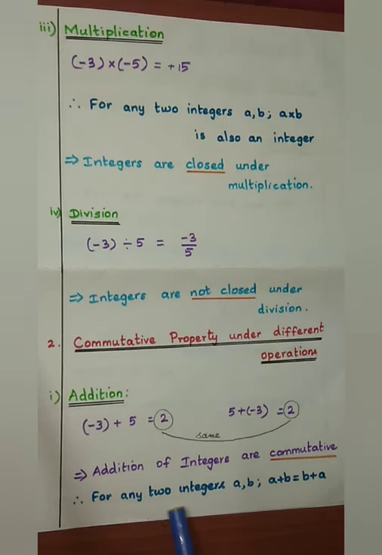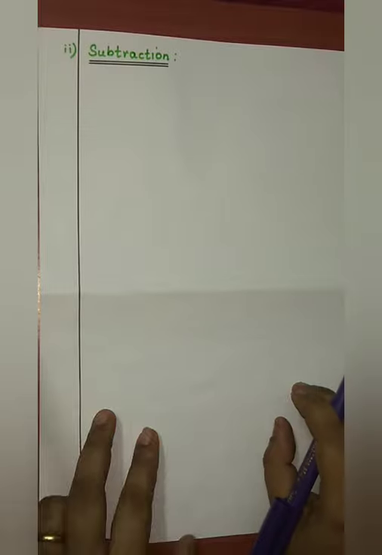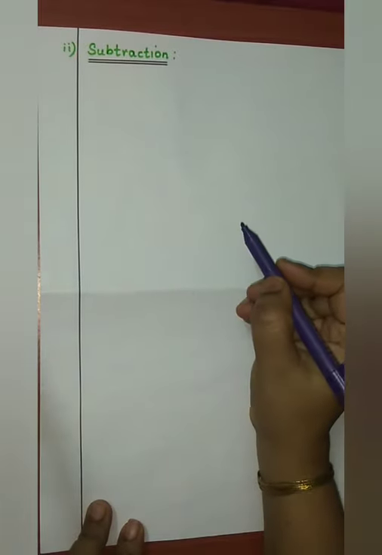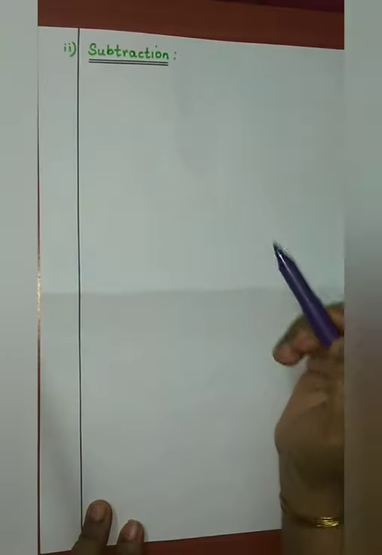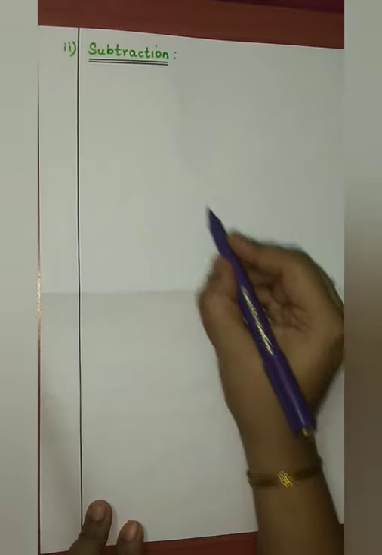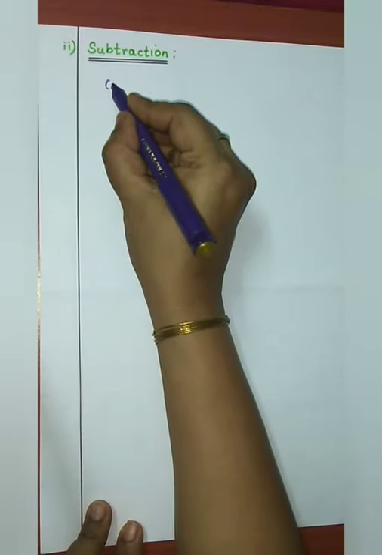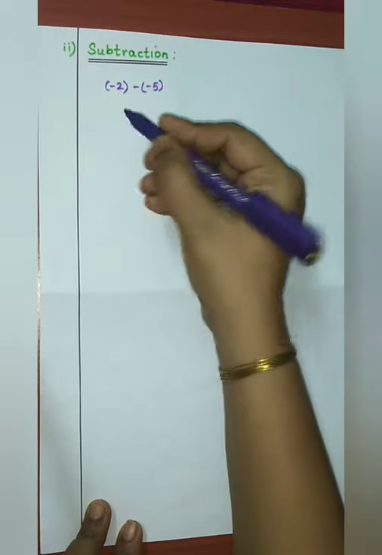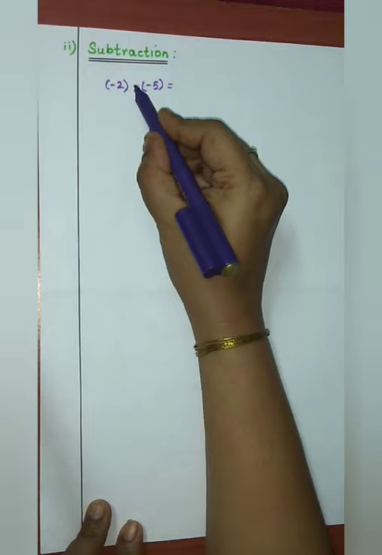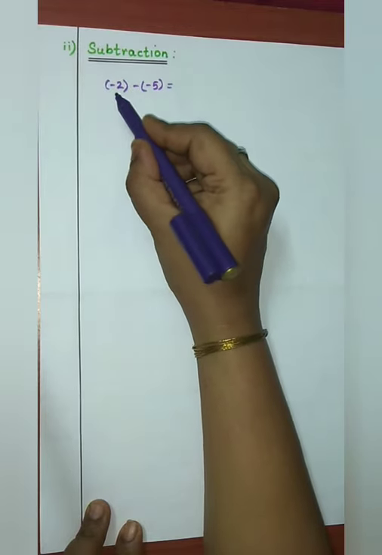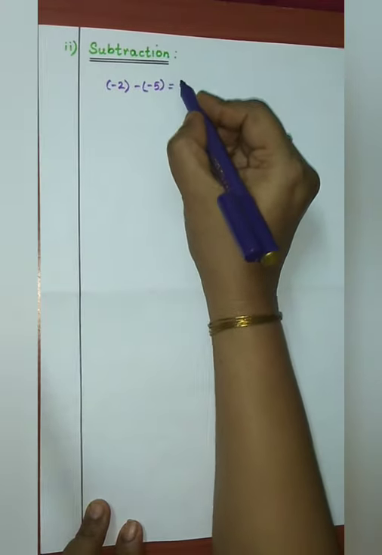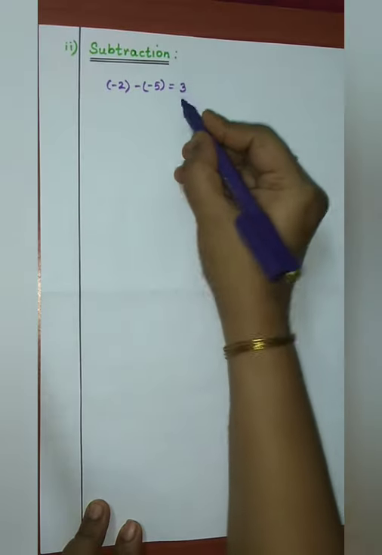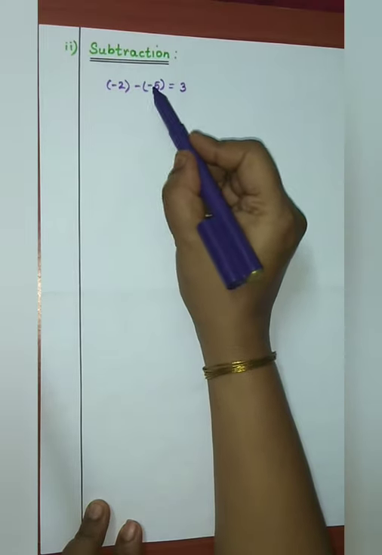Therefore, for any two integers a, b, a plus b is equal to b plus a. Second, subtraction. Find the difference between any two integers. Now I am going to subtract minus 5 from minus 2. So when you subtract, what will you get? So this minus into minus, it will become plus. So minus 2 plus 5, 3. The answer is 3. Now change the order.